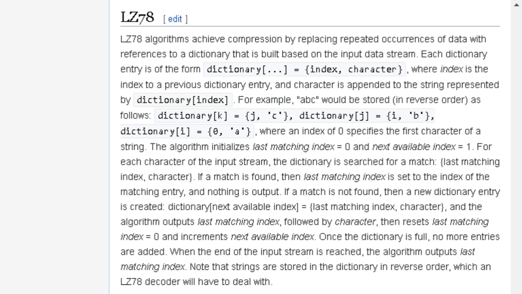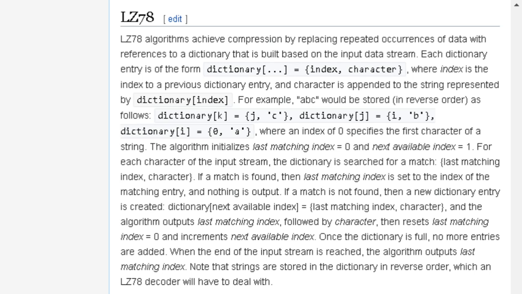index to a previous dictionary entry, and character is appended to the string represented by dictionary[index]. For example, ABC would be stored in reverse order as follows: dictionary[K] = {J, C}. dictionary[J] = {I, B}.